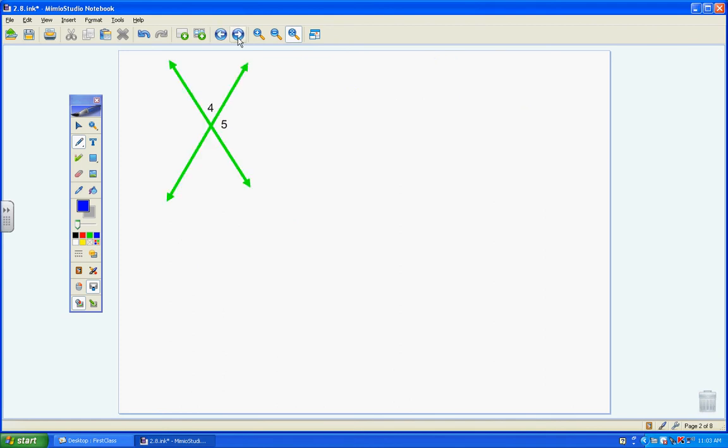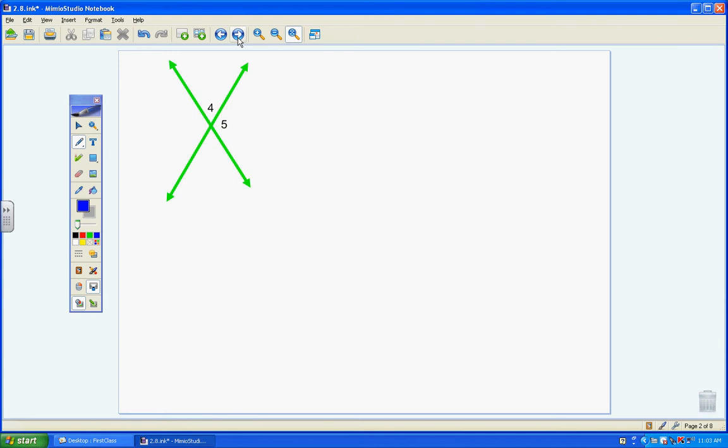All right, we have 2 angles, 4 and 5. I'm not going to tell you anything about them. What do you know? Okay, so we know these are congruent, we know those are congruent. But what do I know about 4 and 5? Why do they equal 180? Because they make a straight line.